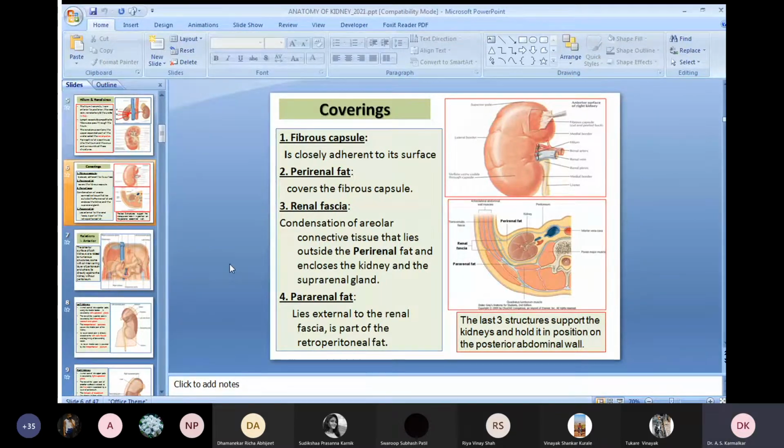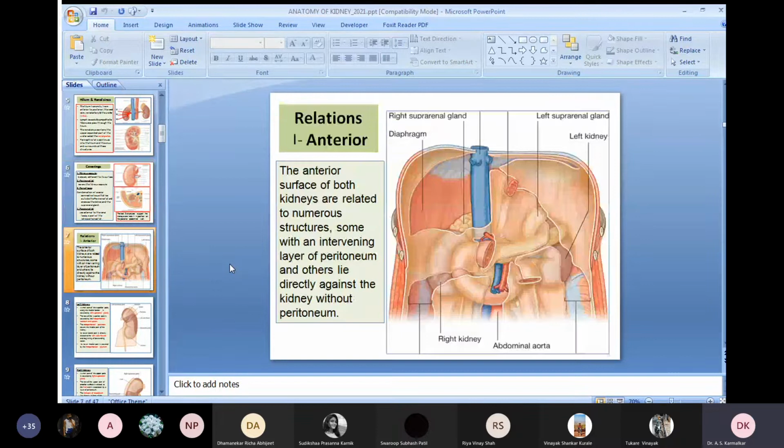Now coming to the relations, what are the anterior relations and the posterior relations? They are common to both the kidneys, but they are different on the anterior aspect of the kidneys. Now, if you see the diagram, the disposition, if you know the disposition of the viscera in the abdomen.